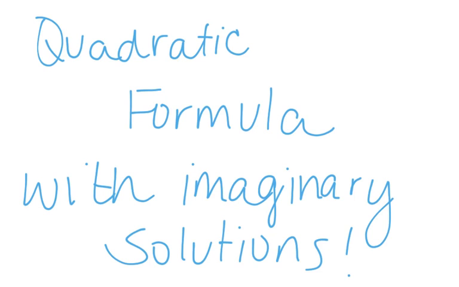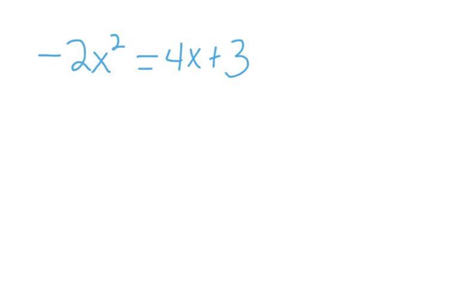This video, number 17, is using the quadratic formula, but we're going to have imaginary solutions instead. So let's take a look at an example. Okay, so here's my first example. Negative 2x squared equals 4x plus 3.